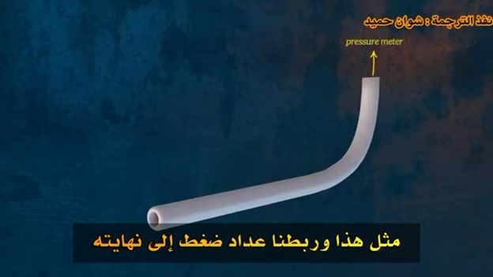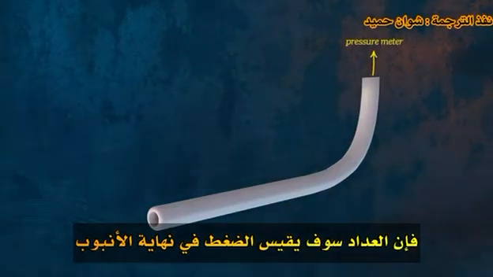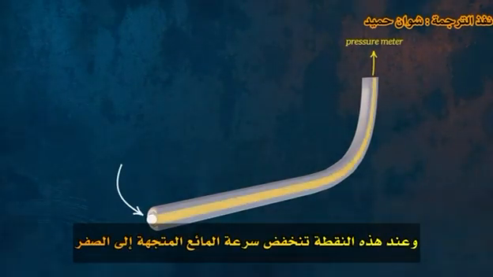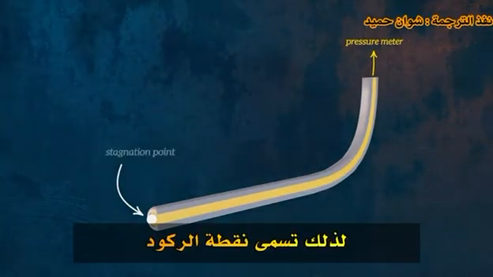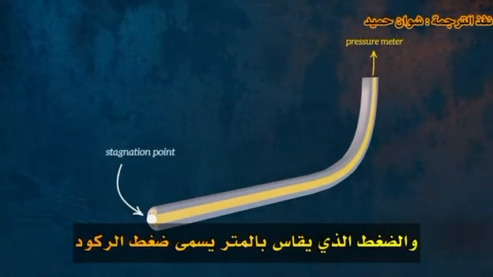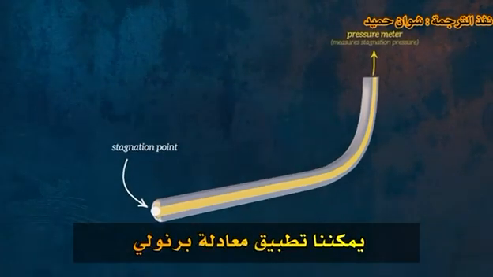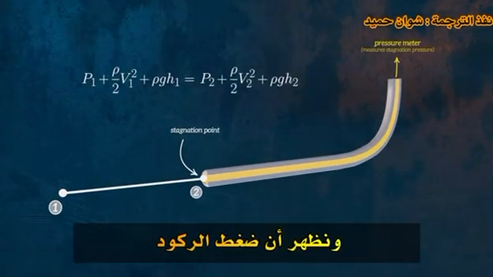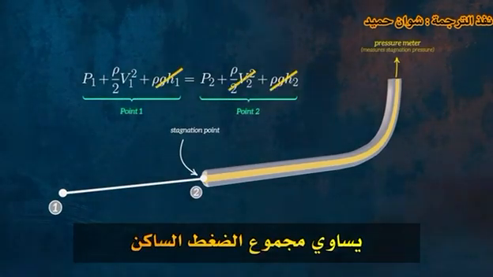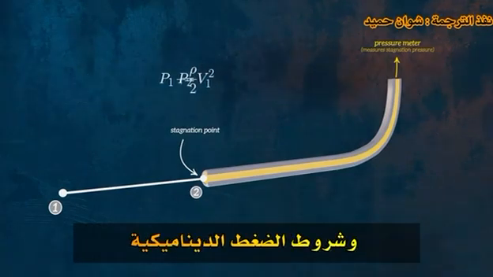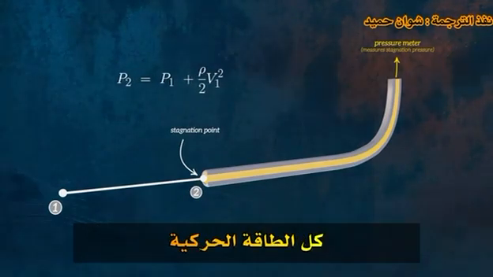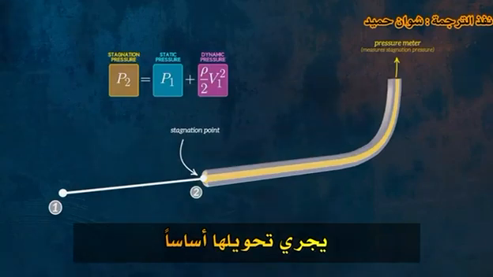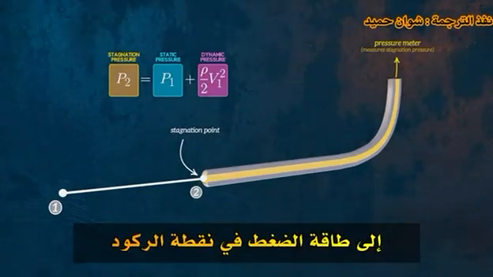meter to the end of it, the meter will measure the pressure at the end of the tube. At this point, the fluid velocity is reduced to zero, so it's called the stagnation point, and the pressure measured by the meter is called the stagnation pressure. We can apply Bernoulli's equation between an upstream point and the stagnation point, and show that the stagnation pressure is equal to the sum of the static pressure and the dynamic pressure terms. All of the kinetic energy is essentially being converted into pressure energy at the stagnation point.